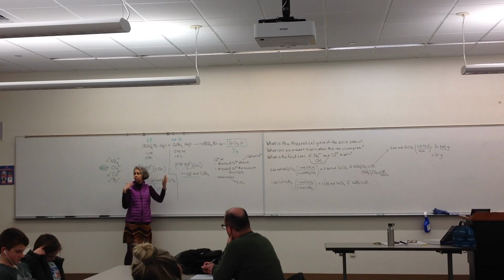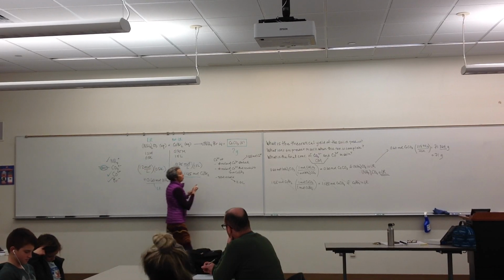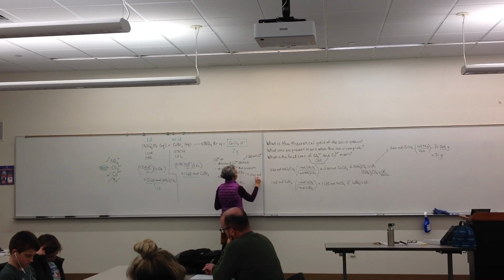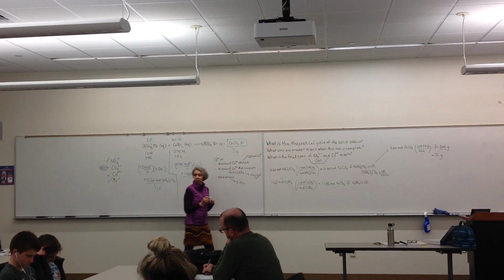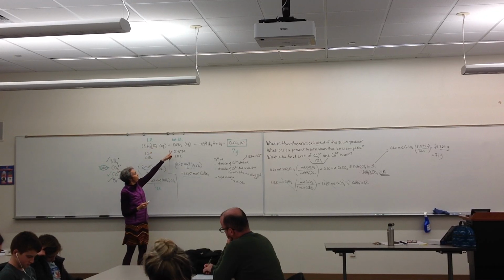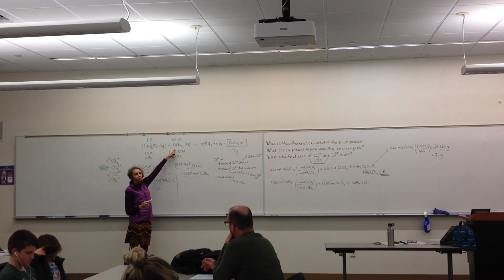If it wasn't 1 to 1, we'd have to use a stoichiometric ratio to figure out, like maybe it's 2 to 1 or whatever. But the number of moles of cobalt that reacted is going to be 0.60 moles of cobalt. Because it's 1 to 1, and because there's one cobalt in that compound.